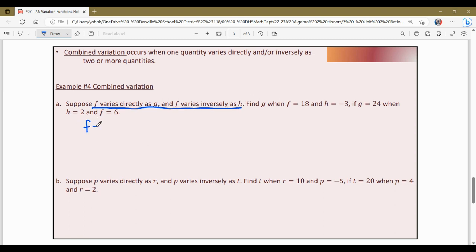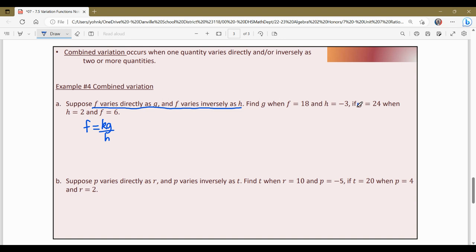So the beginning sentence right here, f varies directly as g and inversely as h. So f varies directly as g is f equals kg. If I want to now throw in the inversely as h, inversely means put it in the bottom, so I can put it over h. So f equals kg over h.